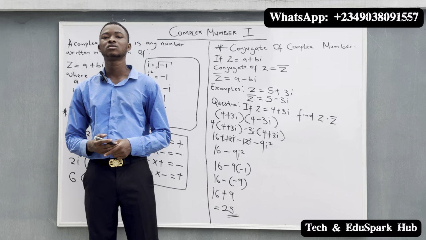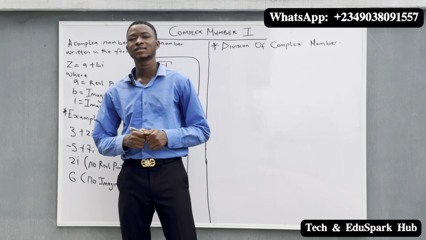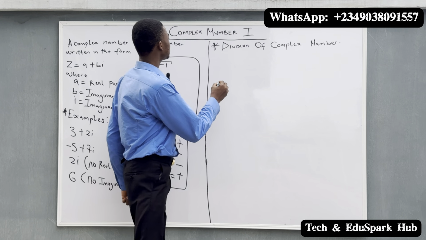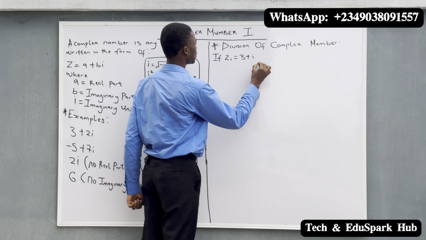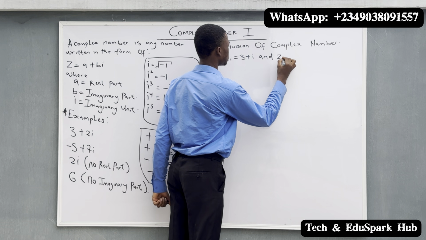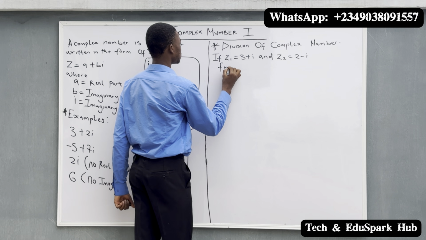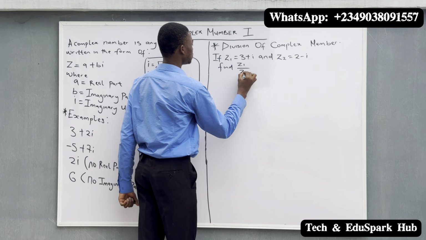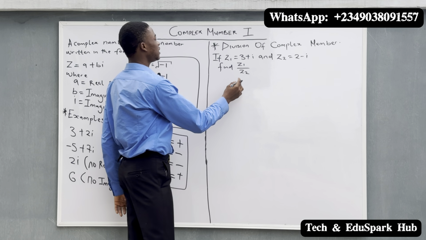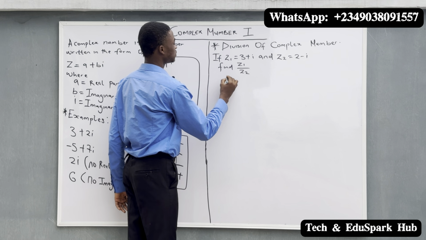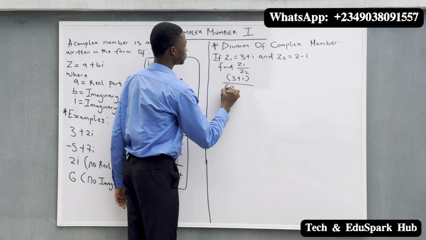Now, let's move to the division of complex numbers. And moving to the division of complex number, let's look at a question under this aspect. So the question says if Z1 is equal to 3 plus I and Z2 is equal to 2 minus I. So the question asks us to find Z1 divided by Z2. So this is how the division of complex number works. So to find Z1 divided by Z2, all we just have to do is by writing this Z1 first, which is 3 plus I divided by 2 minus I.